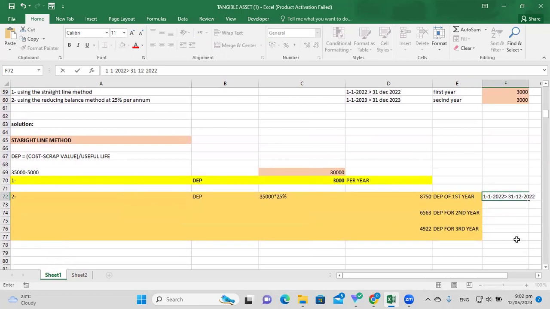Now let's move forward. How do we calculate the depreciation for second year? In straight line method, our depreciation was constant every year. But that's not the case here. The depreciation won't be constant here every year. So how do we calculate now? This is the question.